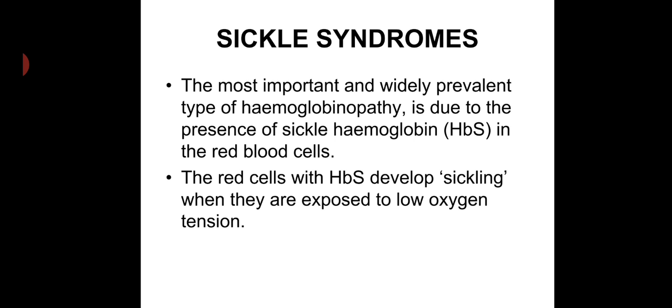Hello everyone. Our next lecture in clinical pathology is about sickle cell disease. It is the most important and widely prevalent type of hemoglobinopathy, and it is due to the presence of sickle hemoglobin in the red blood cells. The red cells with sickle hemoglobin develop sickling when they are exposed to low oxygen tension, which we will see later.